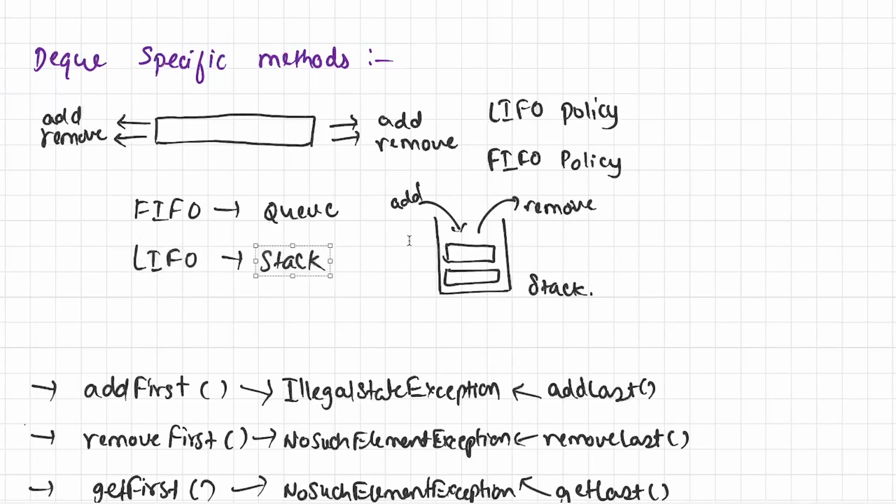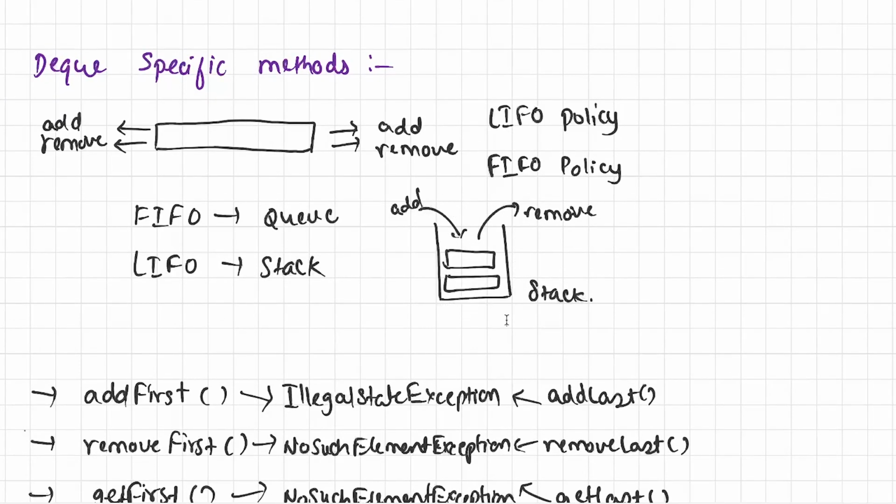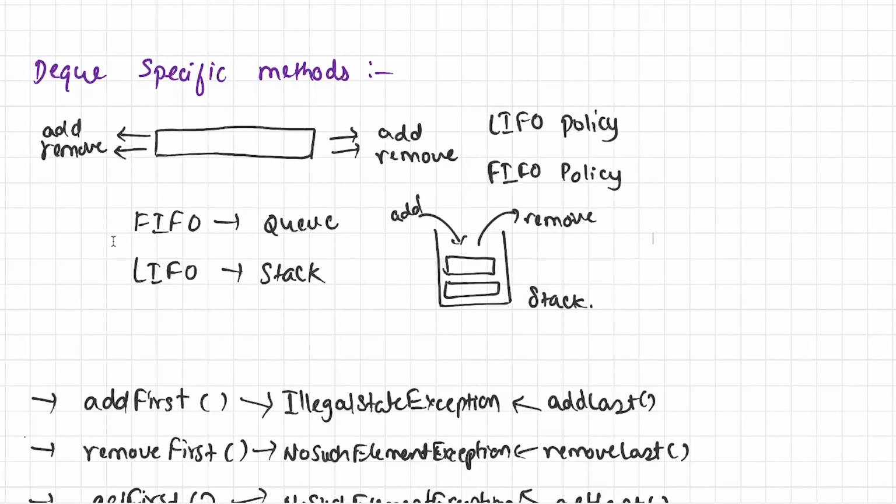So how does a stack work? This is a classic example of a stack: a stack of plates. We add plates on top of each other, and when we want to remove a plate, we simply remove the topmost plate from the stack. That is why we call it last in, first out.